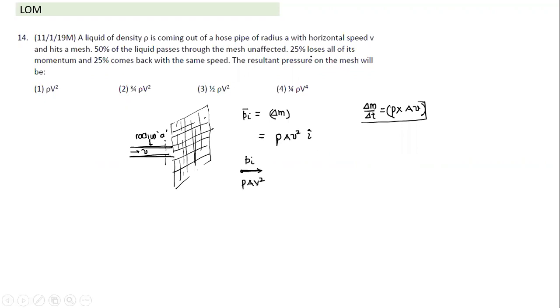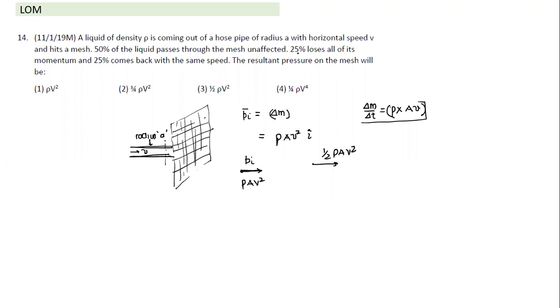And then final, what is given here? Okay. 50% passes through. What does this mean? So it's like rho AV square by 2 I cap. So how much mass is passing through? This is the mass which has half of it, and it is passing through unaffected. Had they given a different velocity, this figure would have been different. It is remaining unaffected. So this is 1 by 2 rho AV square.